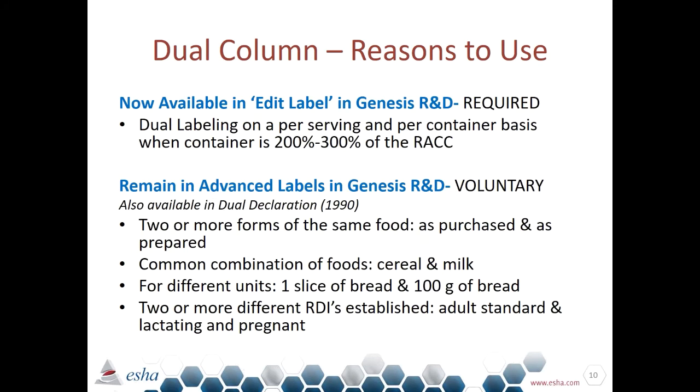Also, common combinations of foods, so cereal and milk. Two columns for different units, so we could show what 1 slice of bread would give us and then what 100 grams of bread might give us. And then lastly, when we want to show percent DV for 2 different RDI profiles. So we could have an RDI profile for an infant and an RDI profile for a 1 to 3-year-old, or another example would be a column for the adult standard RDI profile and a column for a lactating and pregnant RDI profile. Again, these ones remain in advanced labels, whereas the single recipe 200 to 300% RACC rule is now in edit label in Genesis.